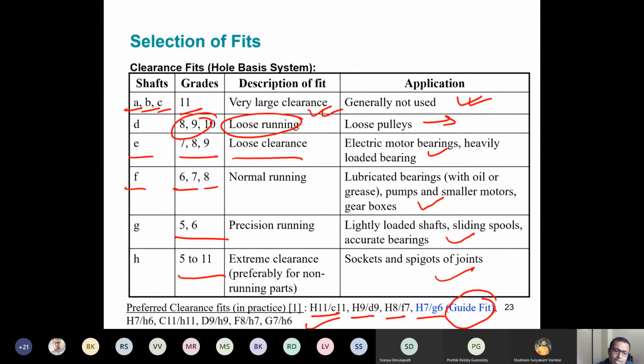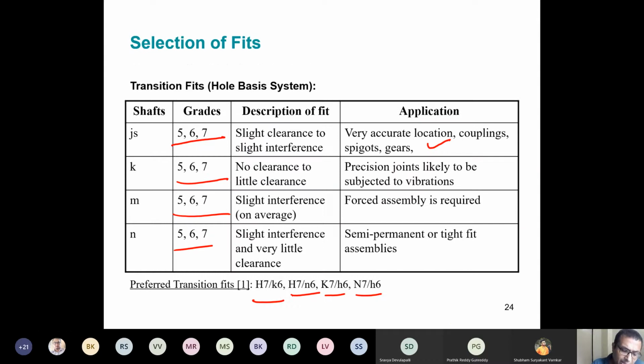So these are for non-running parts, H5 and 11, right? And these are for running parts. If you have lubricated bearings, pumps, small motors, these are for lightly loaded shafts. So you have to pick what application it is and identify which. So based on these handbooks, you can choose which combination to use. These are all given for accurate location, couplings, gears, precision joints, where forced assembly is required. So these are the combinations which you have: H7, K6, H7, N6, H7, K7, H6, and N7, H6.